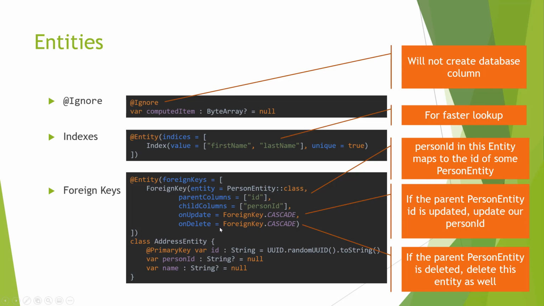On delete, we're going to do something similar. In this particular example, we're going to say that an address is owned by a person entity and the address should never exist on its own. Therefore, if the person gets deleted, we want to delete the address. In that particular case, we're going to say on delete is foreign key cascade, meaning if the parent is deleted, delete the child as well.